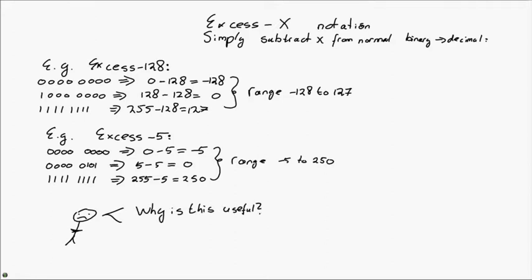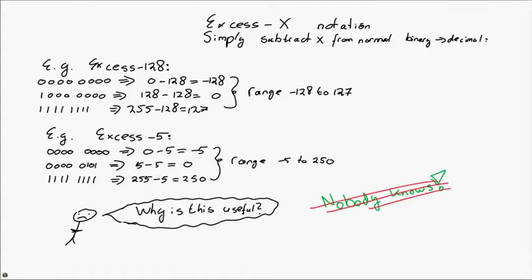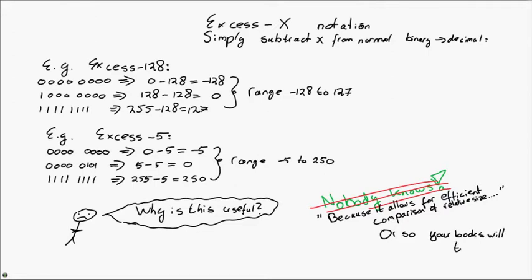And I hear you ask, why is this useful? Well, I was going to write down here, nobody knows, but your book seems to disagree with that. Your book will tell you that it is because it allows for efficient comparison of relative size. And I guess there is some merit in this. You can easily see which number is the larger, since there is no sign bit, so the first bit is already a very large indication, as opposed to two's complement, where you would really have to do the conversion. So yes, there are some benefits.